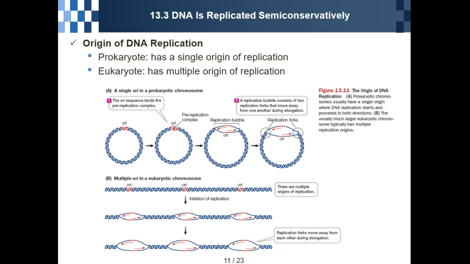However, our eukaryotic cells have multiple, lots of origins of replication. This is the main difference, because our genome is very large. If we only had one origin of replication, it would take a lot of time to replicate our DNA. But because we have lots of origins of replication, the replication time is very short.